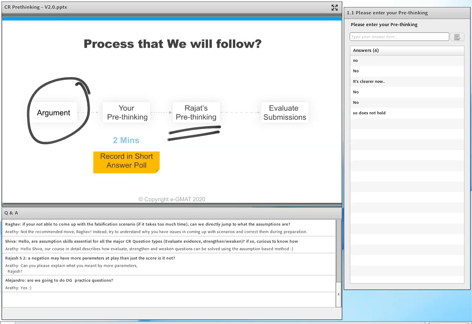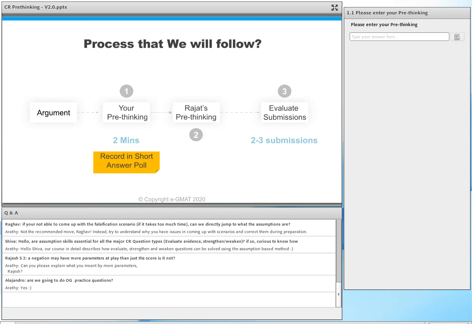The difference is the first argument was a simple argument, something very close to your heart, so you could visualize it right away. This argument is going to require some effort visualizing. So I want you to put in that effort, and I'm giving you ample time over there. So go slow. Then we're going to evaluate your submission over here. So 1, 2, and 3.